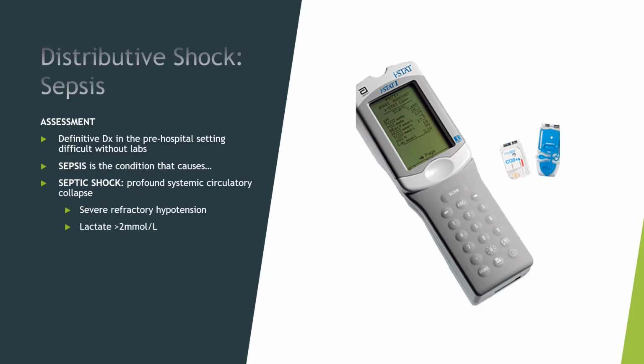This is going to be seen with severe refractory hypotension that's typically not responsive to fluid and requires vasopressors to maintain a MAP of at least greater than 65 millimeters of mercury. You're also, based on current definitions from the Sepsis-3 paper in 2016, likely to come across a lactate of greater than 2 millimoles per litre.